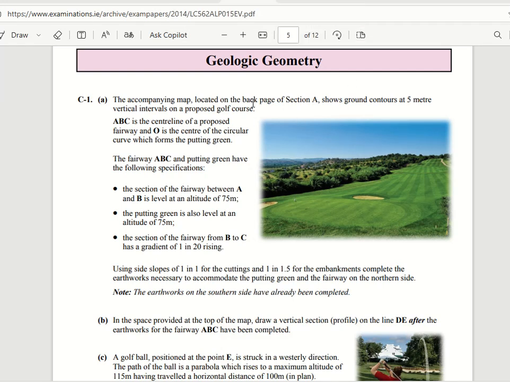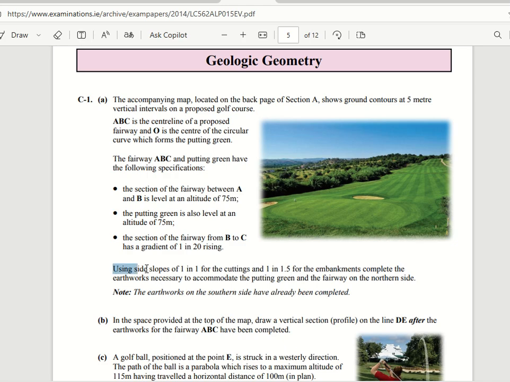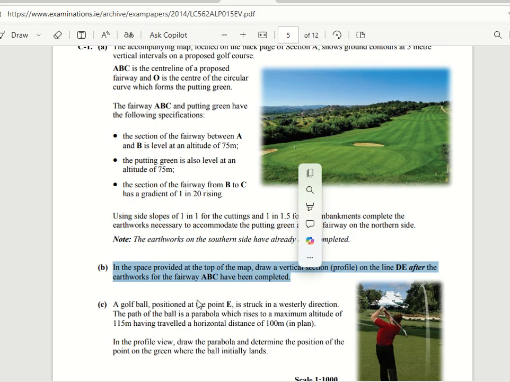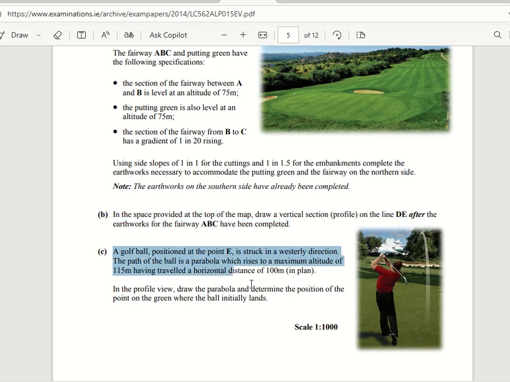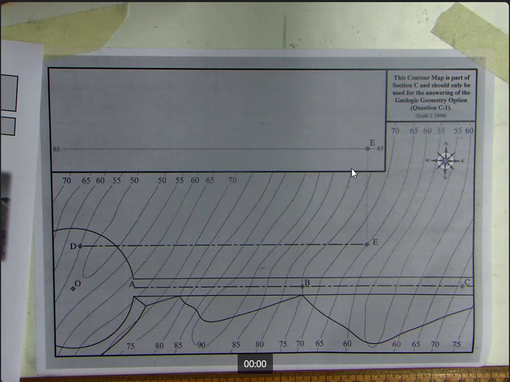14 Geological Geometry question C1 for the higher level. Okay, so we have a golf course. We have the map with all the information here, side slopes, and then a profile to draw, and then we have to draw the path of the golf. Have a look at that now.